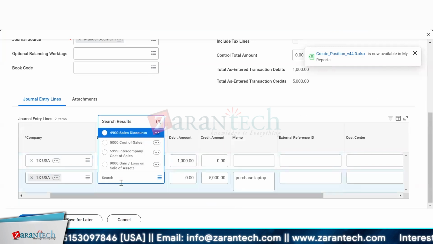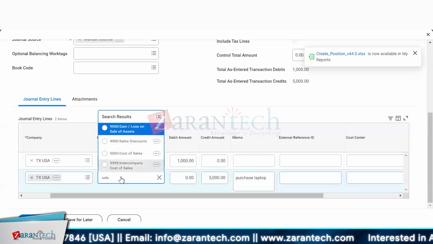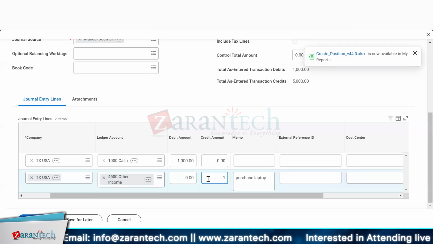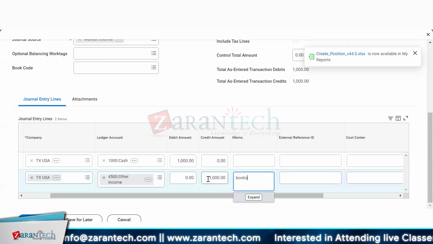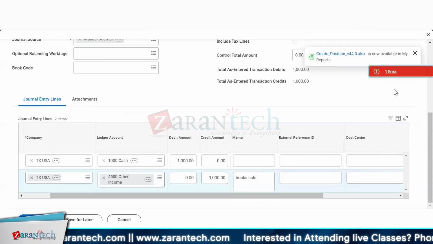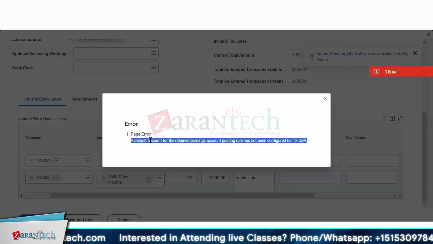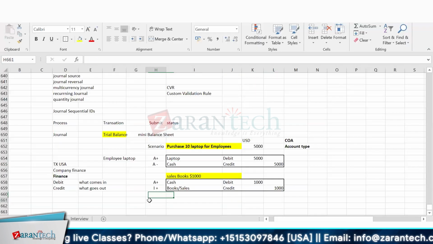Okay, let me check if I have other sale, same discount and other income 4,500, 1,000 and book sold. Is the error: default account for the retained earning account posting rule has not been configured for TXUSA? What? Okay, now what is this error? Anyone knows? This is typical finance. Anyone who knows this error? This is another finance concept.